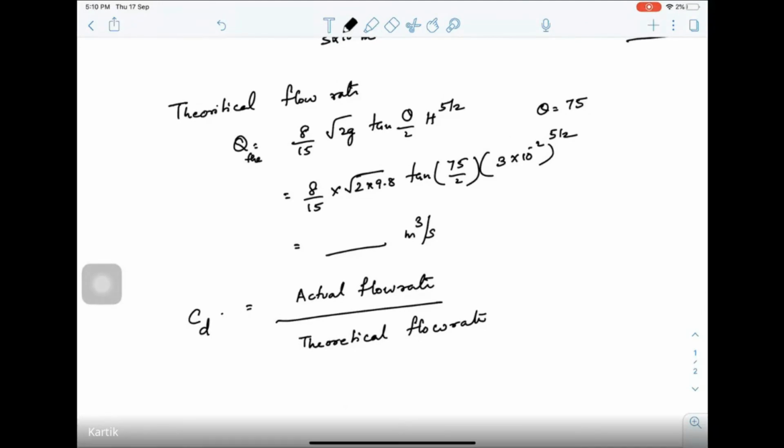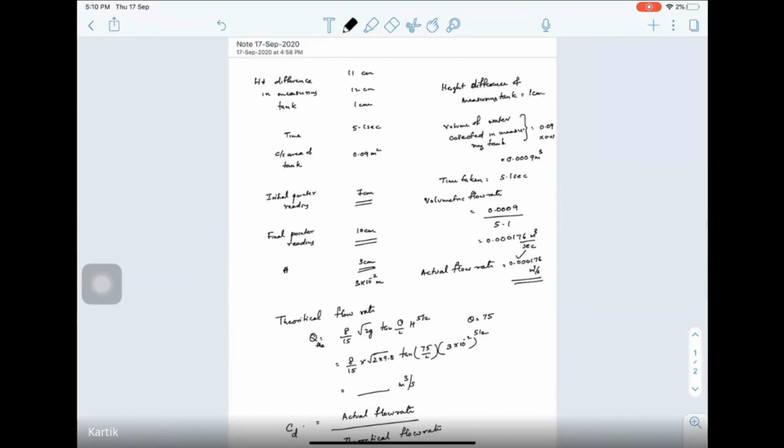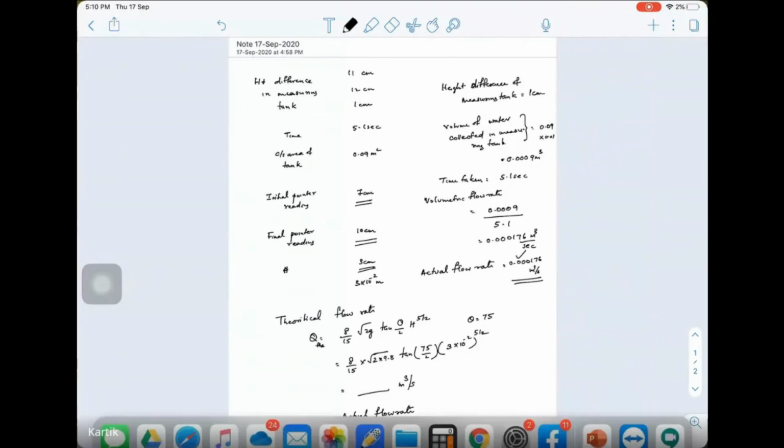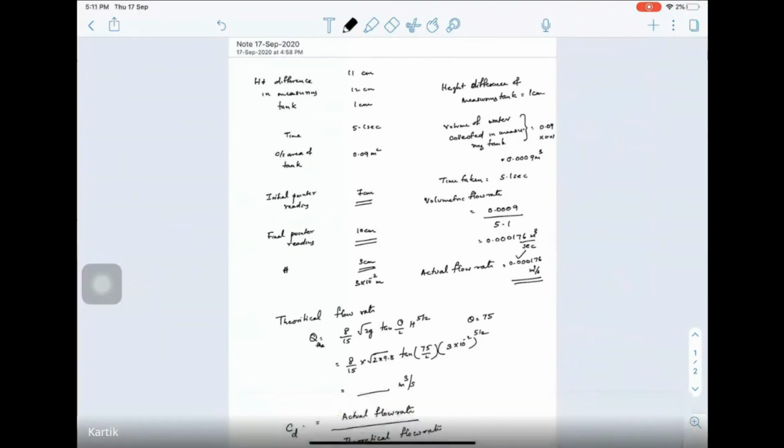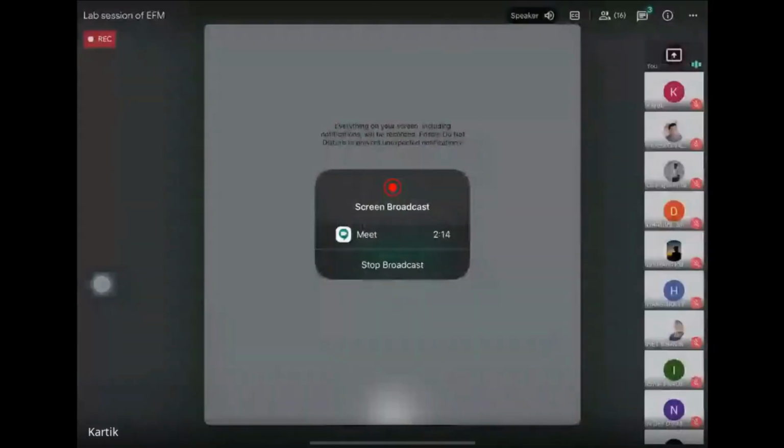Any doubts? I will send this set of calculations and readings so that you can write. You should start writing the practicals in the fair pages also, because otherwise, whenever you come back, the volume of the assignments will become more and more. So any doubts? If there are any doubts, please let me know.